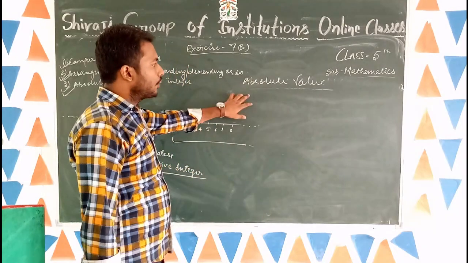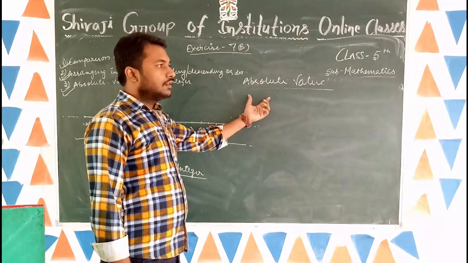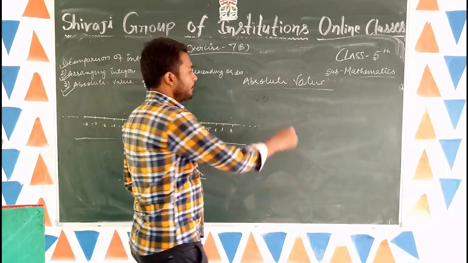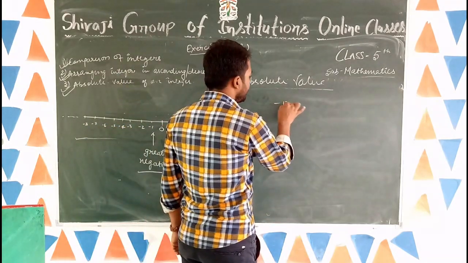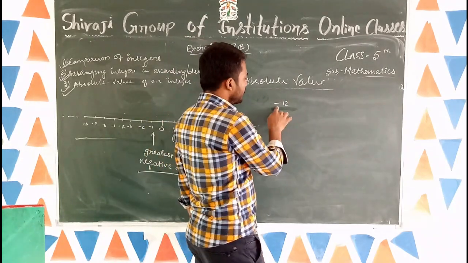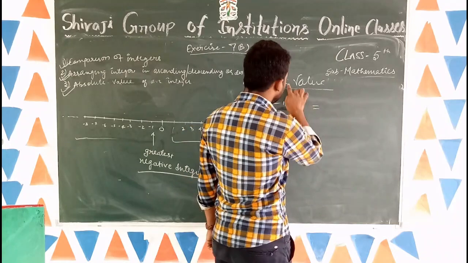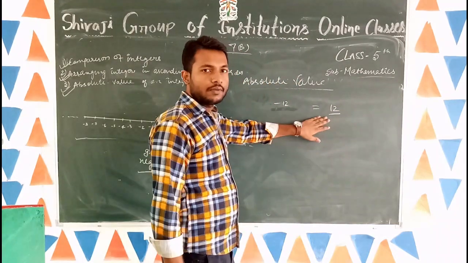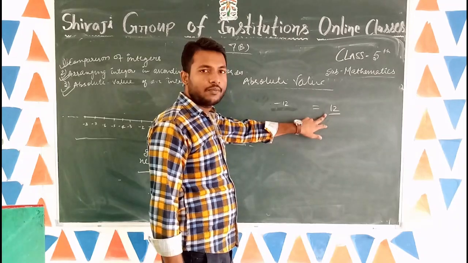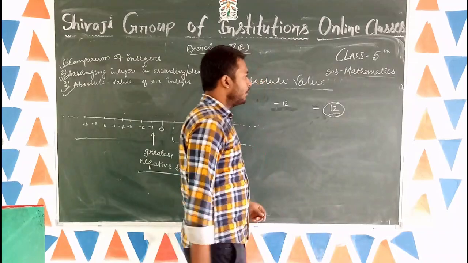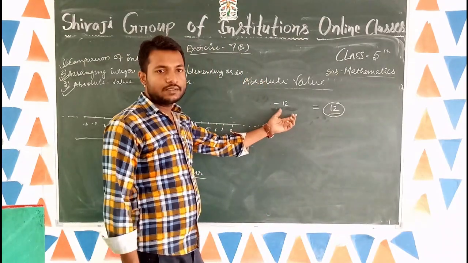So what is absolute value? Absolute value means we will not put sign before the number, okay? And if there is written -12, then we have to write only this number, okay? So the absolute value of -12 will be only numerical value, which is 12. We will not put minus or plus before this number. So this number will be called absolute value of this number, okay students?